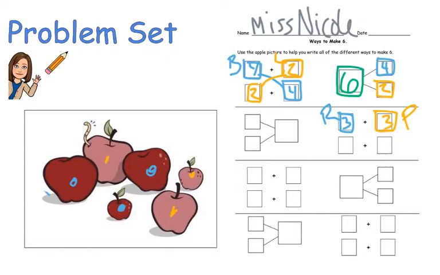Oh, wait a minute. I'm noticing something. What are you noticing? They are the same number. There are 3 red apples and 3 yellow apples. That is the same amount. Wow. They're equal. Oh my goodness.